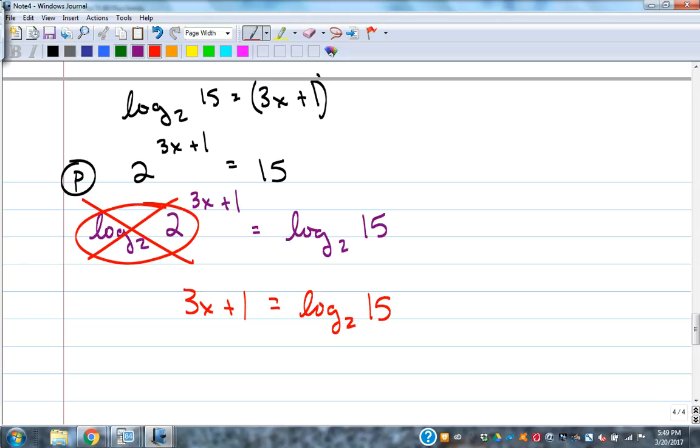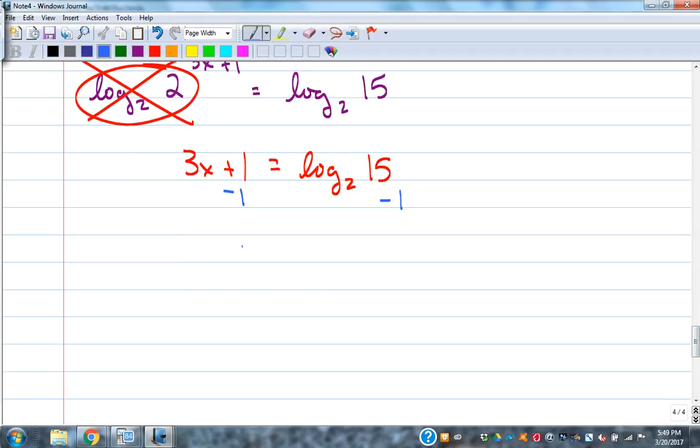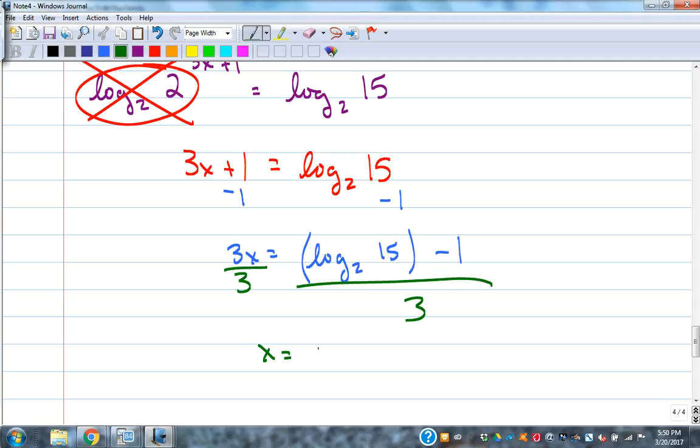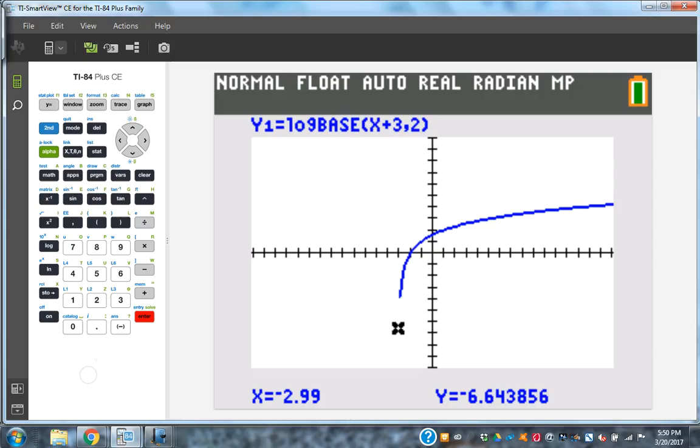I'm going to get x by itself first, and then I'm going to use the calculator to get a decimal approximation for that. So it'll be 3x equals log base 2 of 15, then the minus 1. I'm going to put that in parentheses so that you cannot subtract the 1 from the 15 because it's inside of the log. That's a common mistake that happens there. And then divide by 3. Log base 2 of 15, minus 1, over 3. And you could get a decimal approximation for that with the calculator.